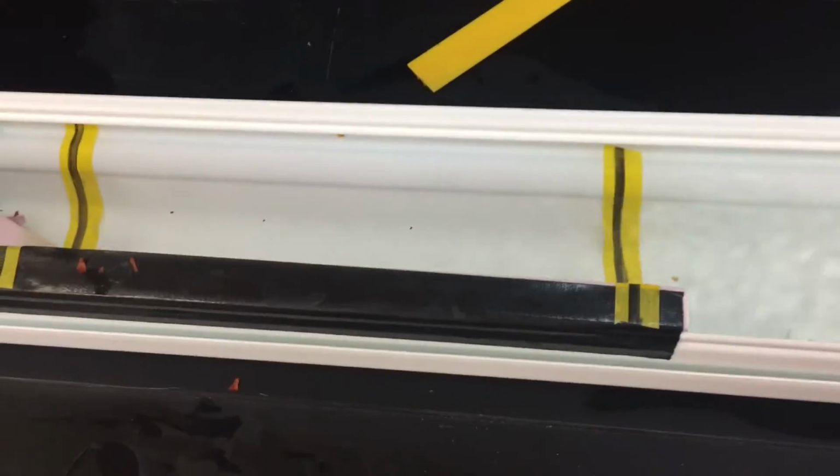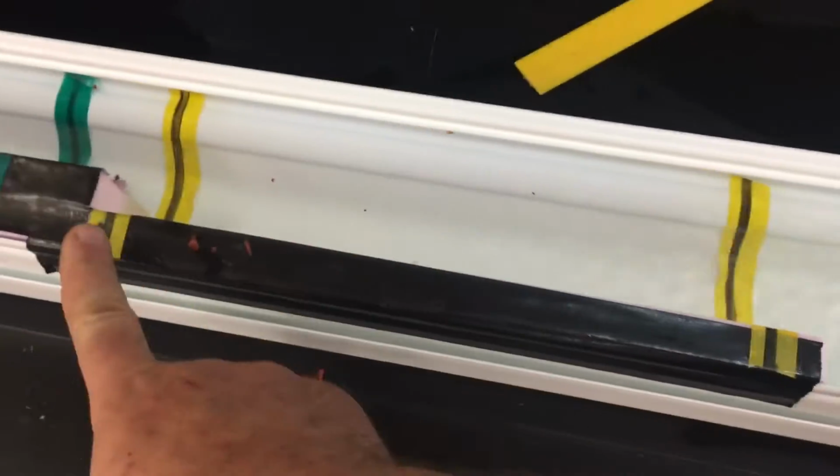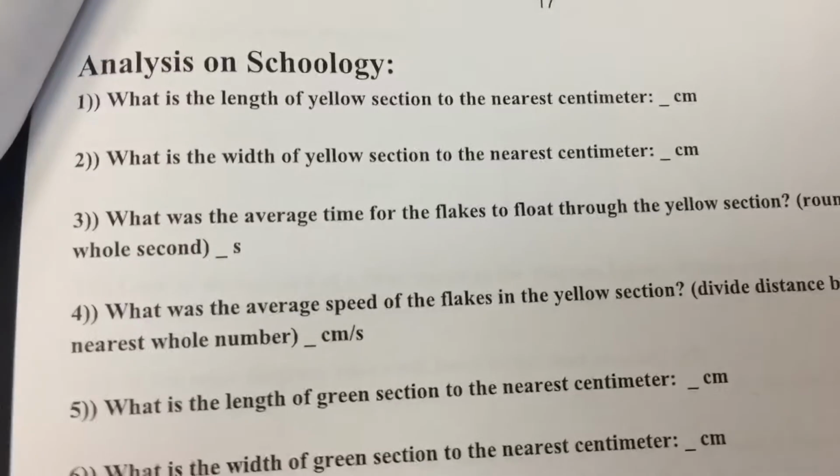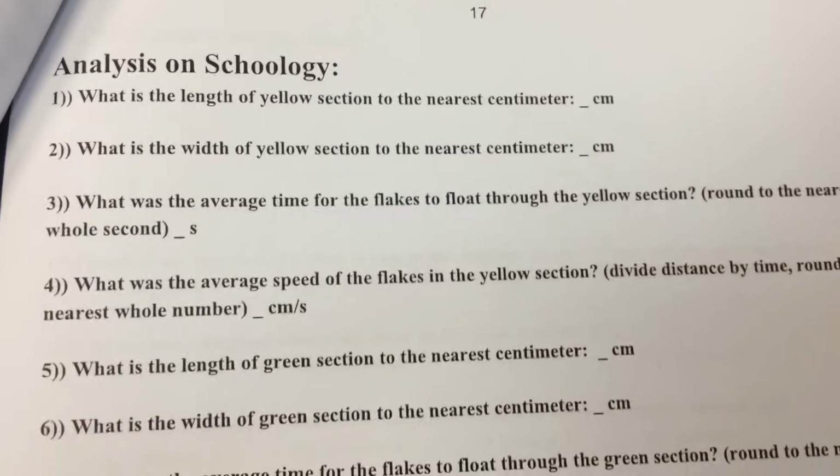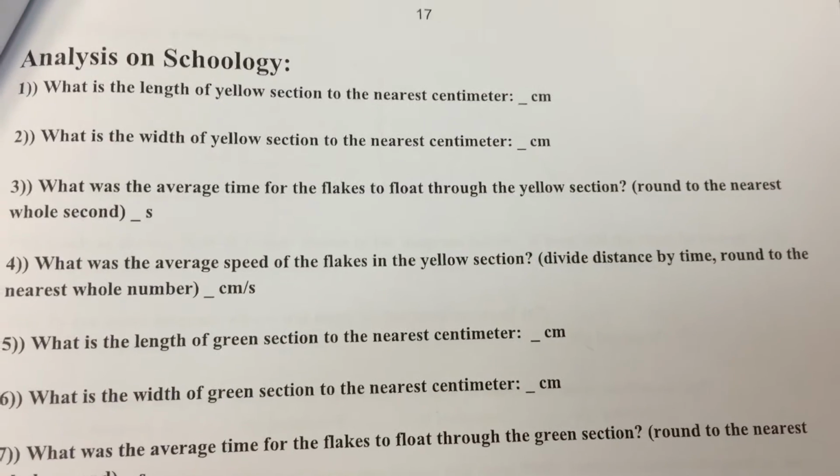Okay, replay that section of the video over and over. Find one of the flakes that moves at a nice steady speed from one end to the other and find the time of that. Then you're going to find the average speed by dividing the distance by the time. Now let's go on and do the same thing with the green section.